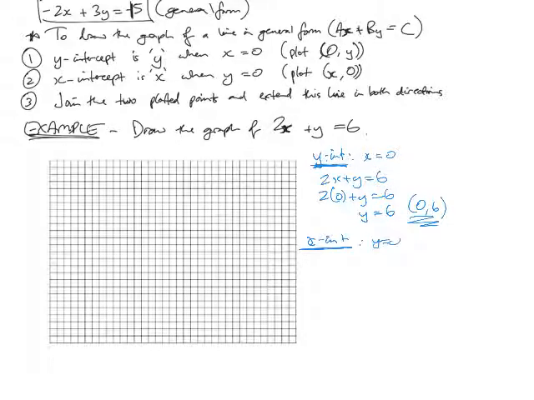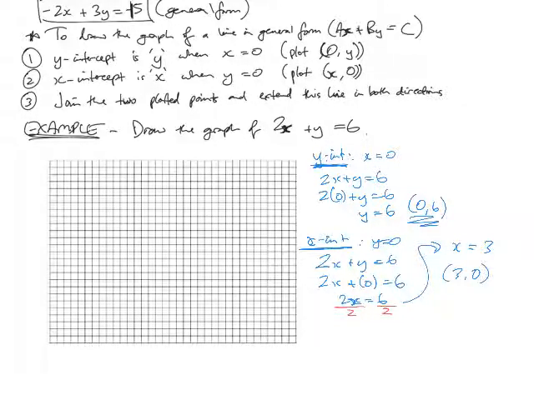X-int is when y is equal to 0. So 2x plus y equals 6 is our equation of the line. Need to substitute in y is equal to 0. 2x plus 0 is equal to 6, so 2x is equal to 6. What's the opposite of timesing something by 2? Dividing by 2, so we need to divide both sides by 2. X is going to be 6 divided by 2, 3. So the next point is going to be 3, 0.